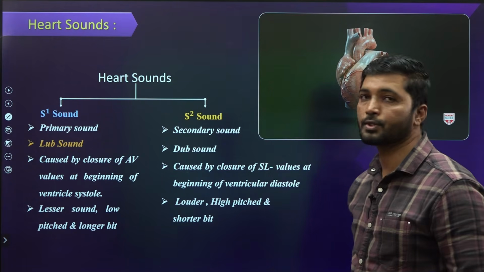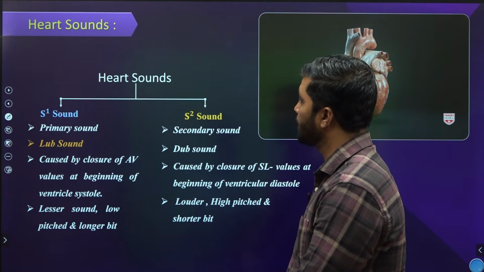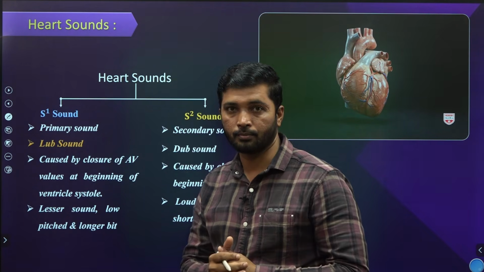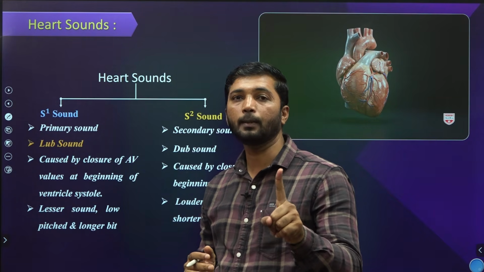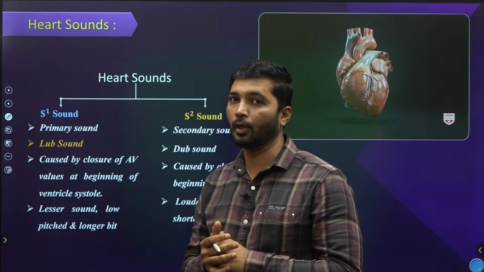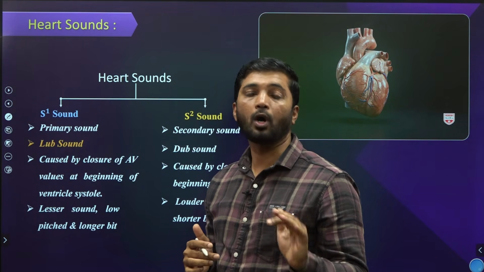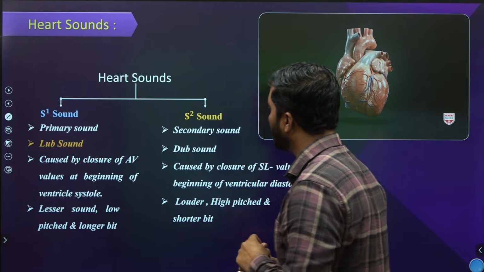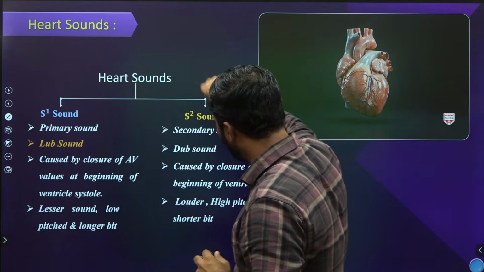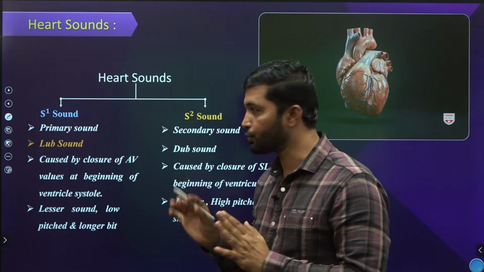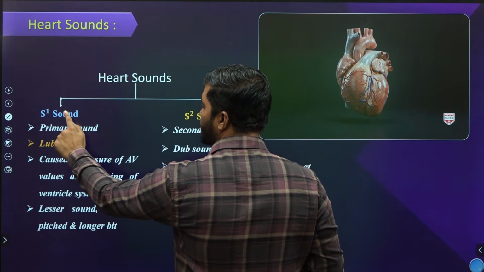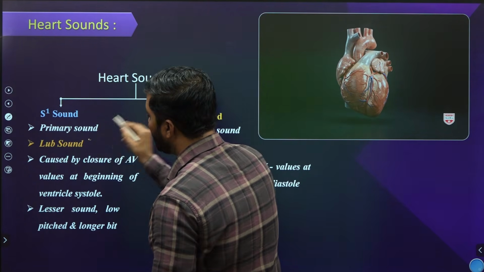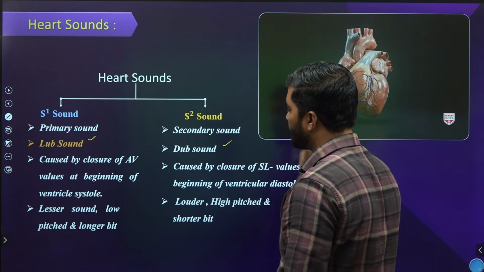Next, heart sounds. During the cardiac cycle, two different sounds are produced. The primary sound is called lub and the secondary sound is called dub. Very important, objective wise: when the heart produces the primary sound and the secondary sound. The primary sound is the S1 sound, and the secondary sound is the S2 sound. The primary sound is called lub, the secondary sound is called dub.